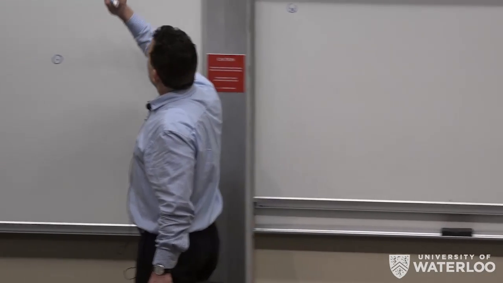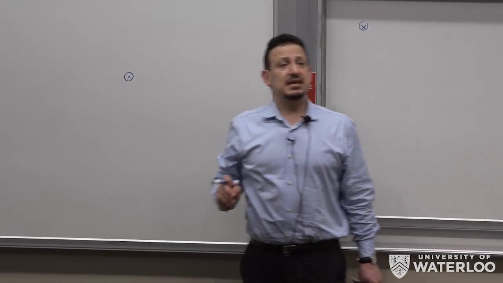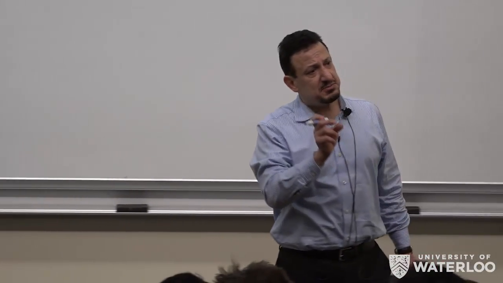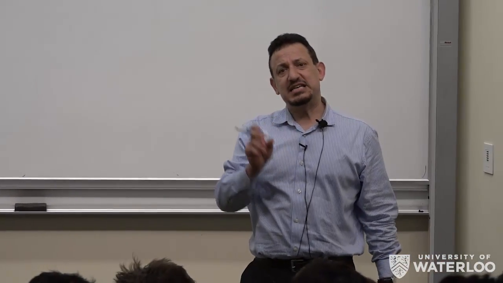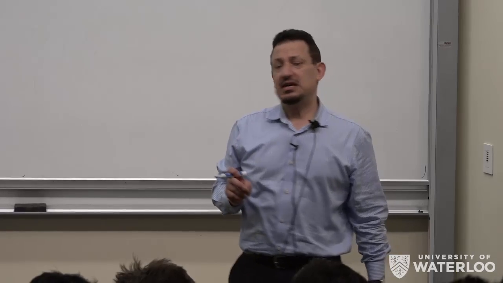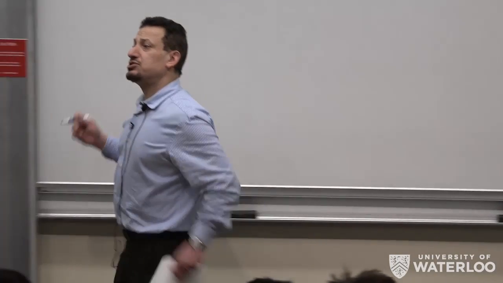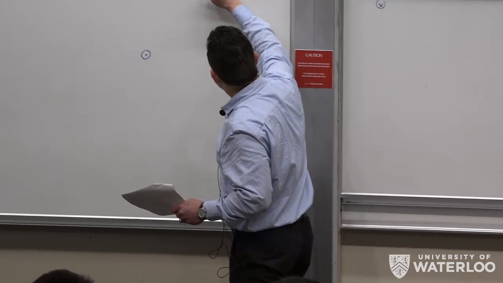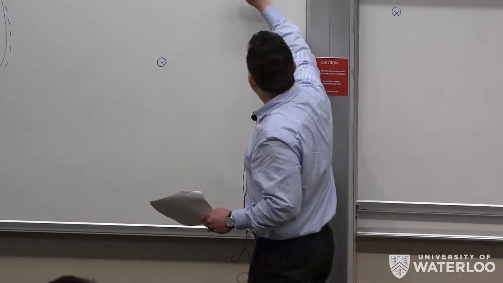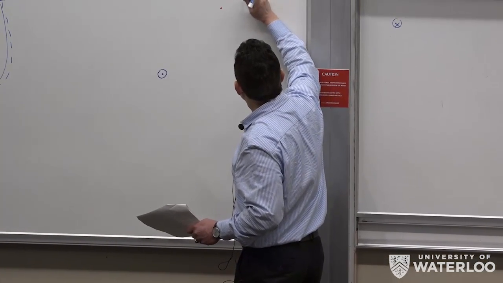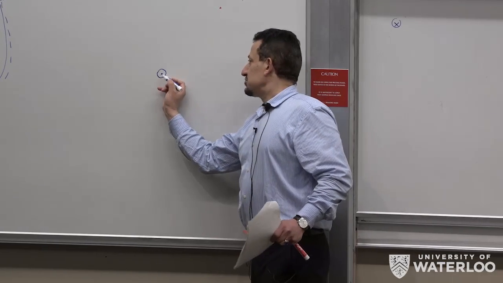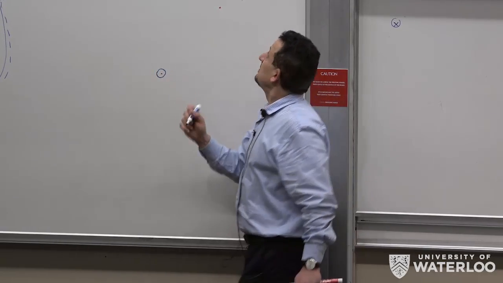So where is dB evaluated? dB, or the infinitesimal magnetic field, is evaluated at an observation point. It is evaluated somewhere, let's say here. That is an observation point, OP. So dL is going out like this.